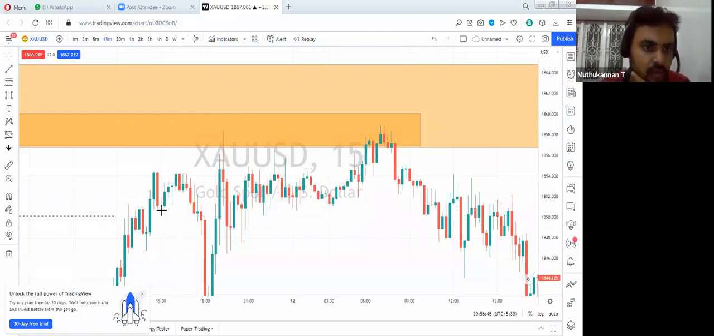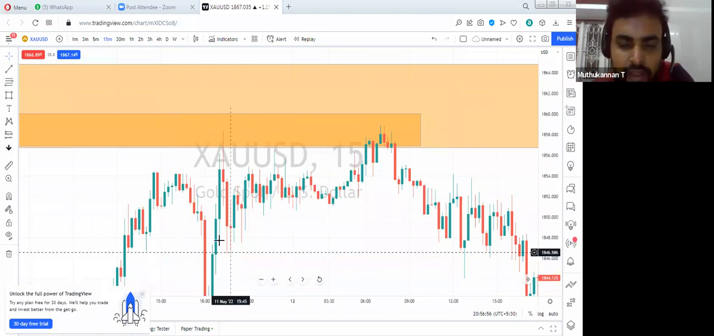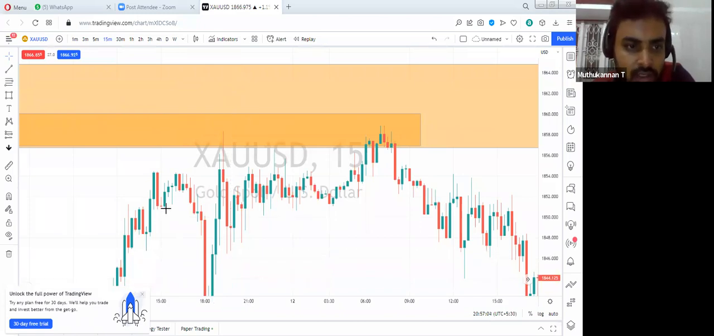Okay, great. No, mitigation block is something different, Farooq sir. Mitigation block is something different. Okay, this is completely a propulsion block. When you have an order block followed by order blocks, you can call that a propulsion block.